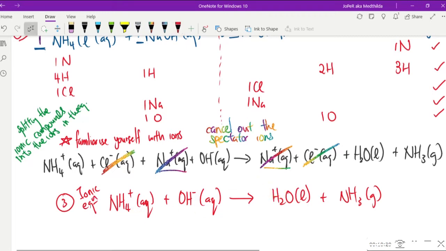You really must be very, very familiar with the ions. If you're not familiar with the ions, you will face a lot of difficulty in doing the ionic equation. So this is for this part over here. I'm going to move on to the next part. I'm going to try another question, just to run through a few more examples.